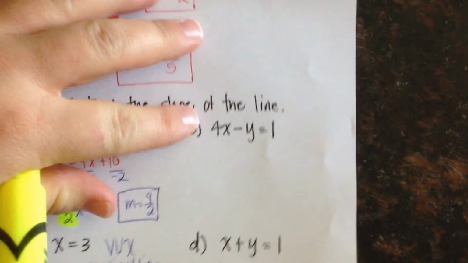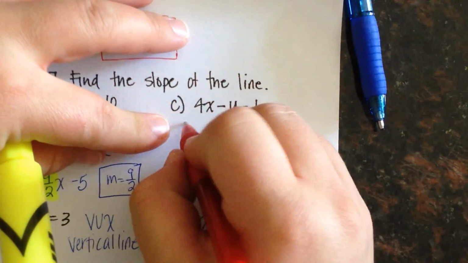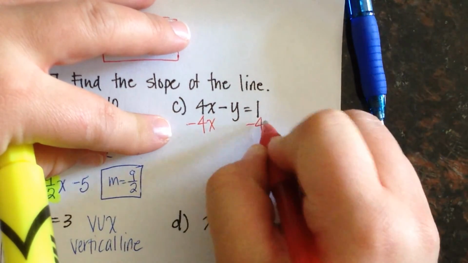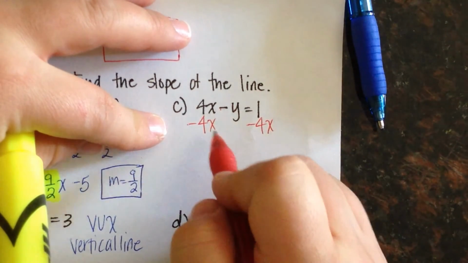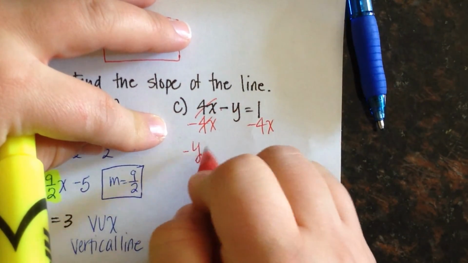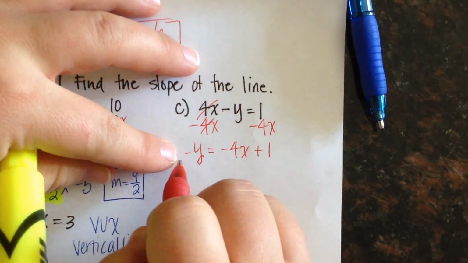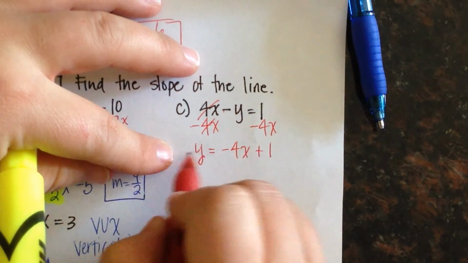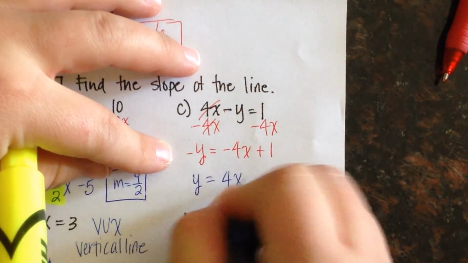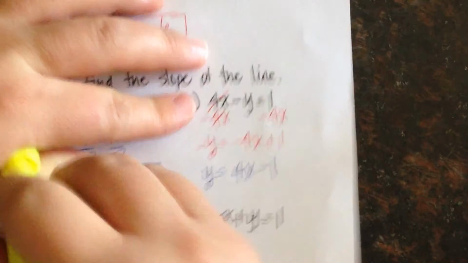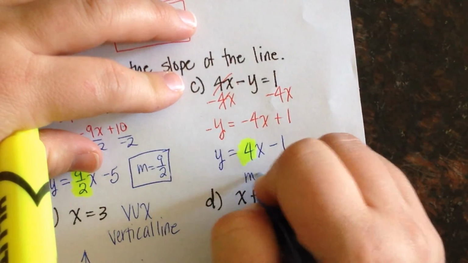Okay. C, get y by itself. First things first, I need to subtract 4x from both sides. Now this negative is attached to the y, so don't drop it. I get negative y equals negative 4x plus 1. We divide by negative 1, or we can distribute the negative. Basically everything that's negative now turns positive, and everything positive now turns negative. And my slope here is going to be m equals 4.